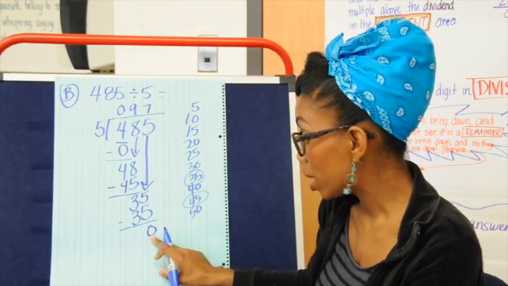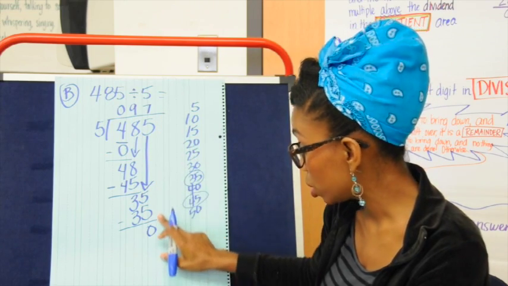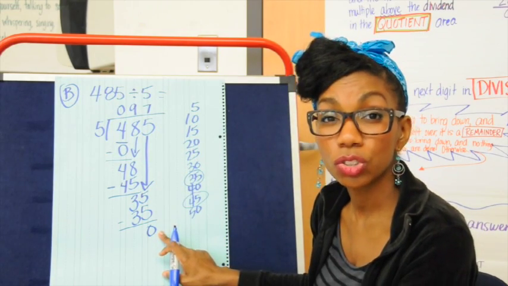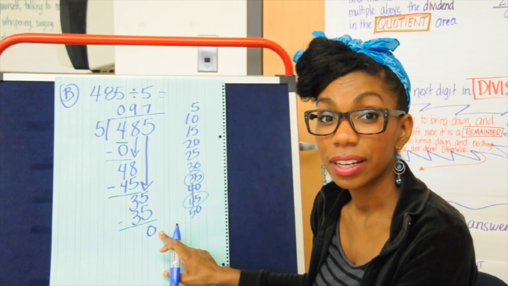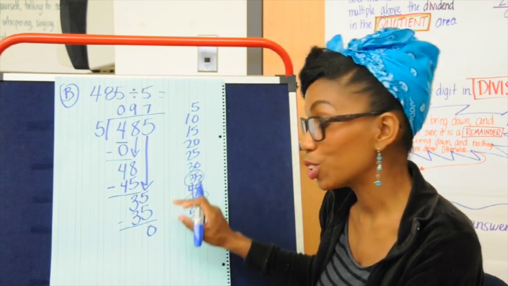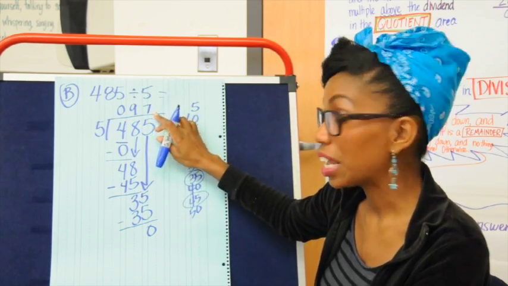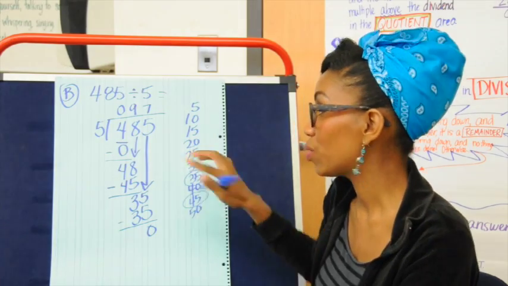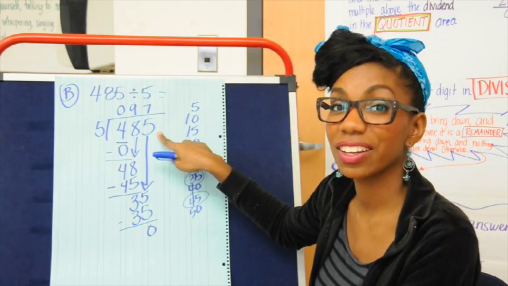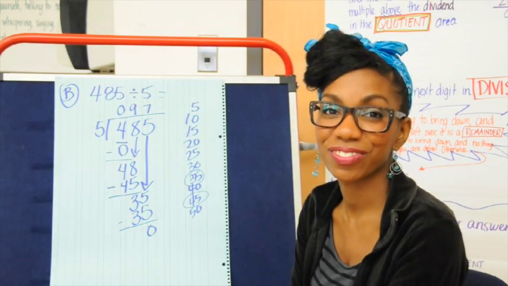All right, I have nothing left over, and there's nothing more to bring down. So, I am all done. My answer to this problem is 97. I could check this by multiplying 97 times 5, and I expect that I'm going to get 485.